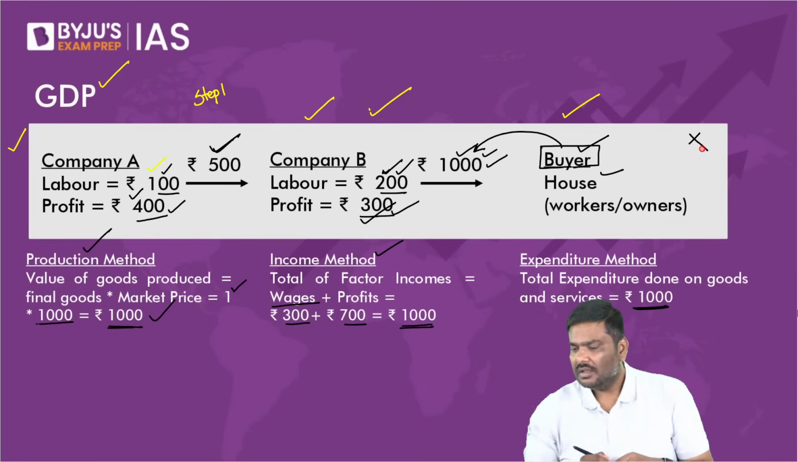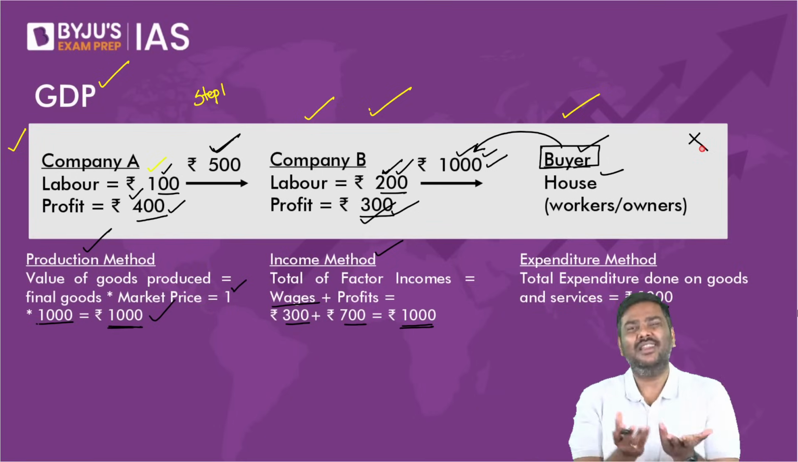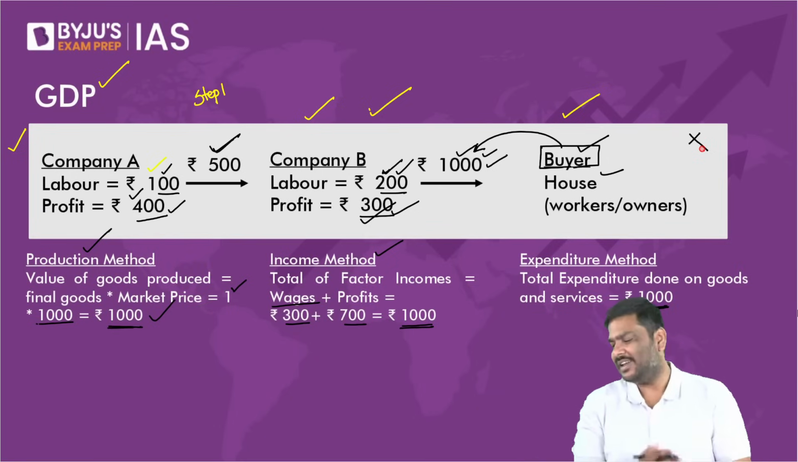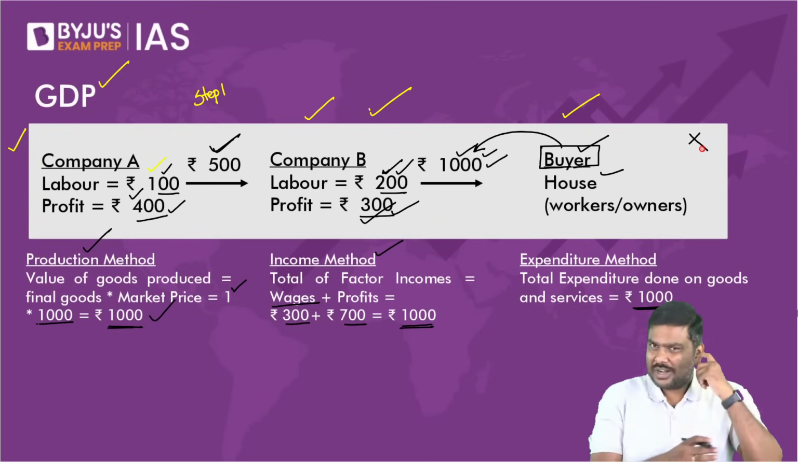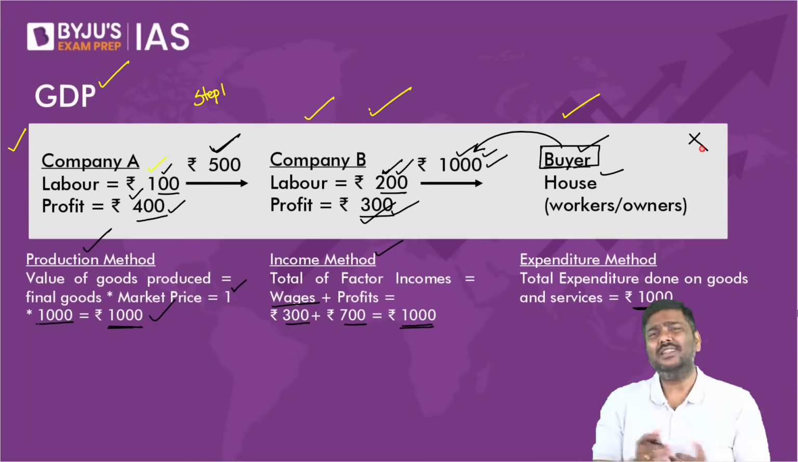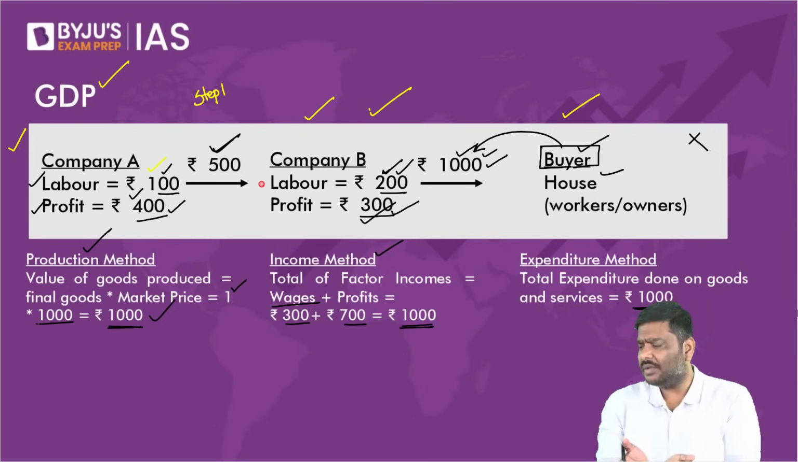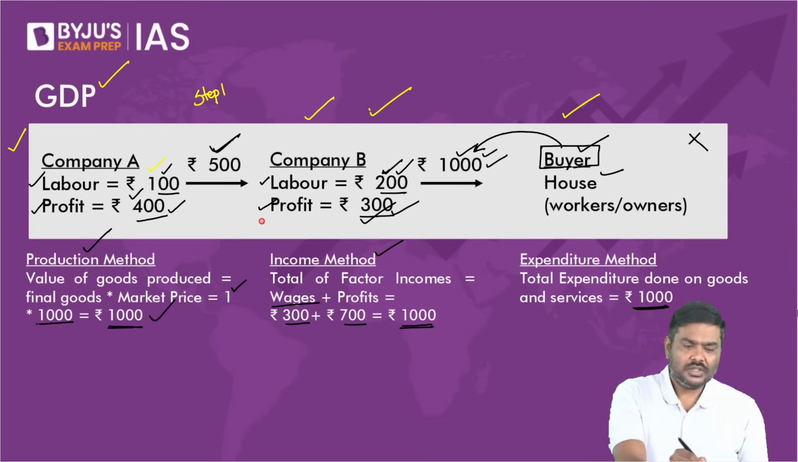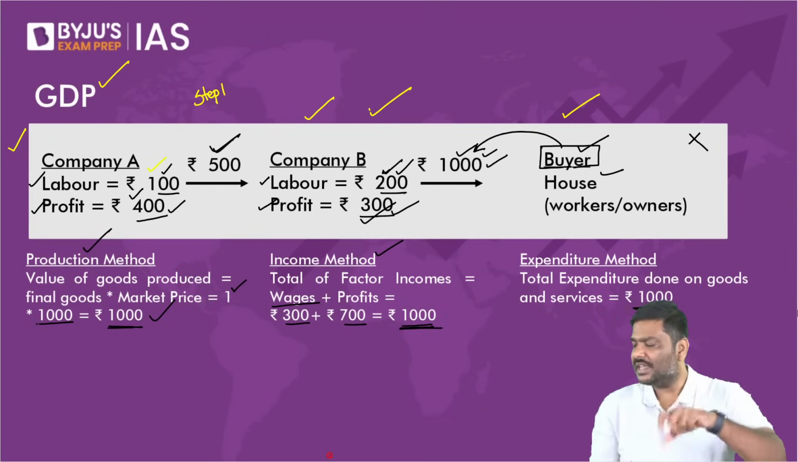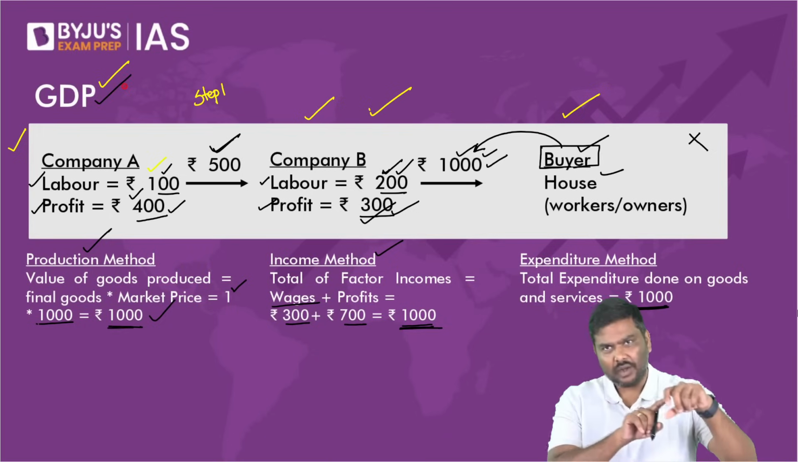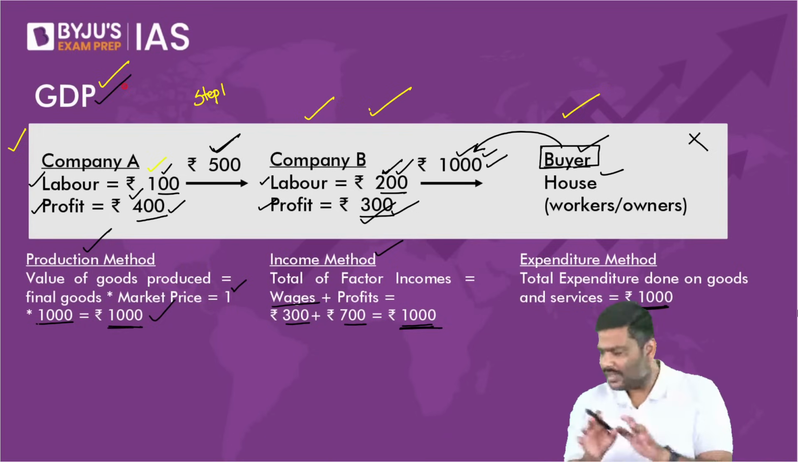Done? Income method. My dear, factor incomes. How many factor incomes are there here? It's not at all difficult. How many factor incomes are there in this example? Labor, profit, labor, profit. Add all of them. So basically, you will have 1000 rupees again. So this is how we simply say that all of this should give you one and the same number.